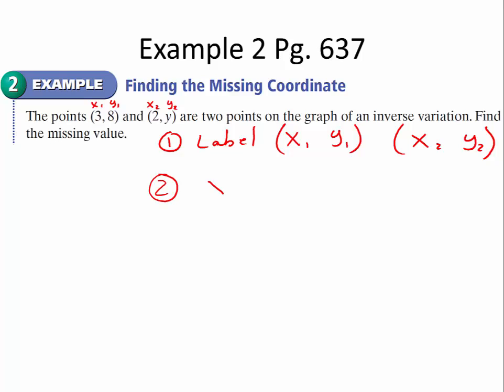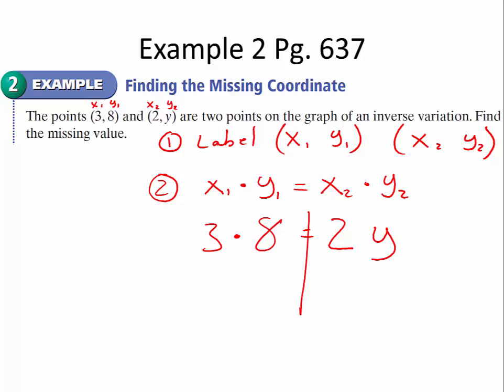Step 2, you will take x sub 1 times y sub 1. Tricked you there, you guys probably thought it was x sub 2. Equals x sub 2 times y sub 2. Now sub in your numbers and solve. So we have x sub 1 is 3 times y sub 1, which is 8, equals x sub 2, which is 2, and y sub 2, which is y.